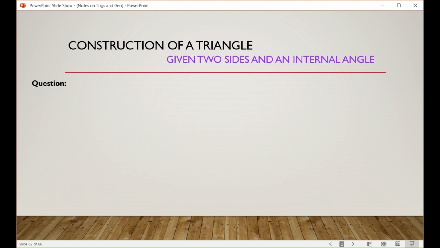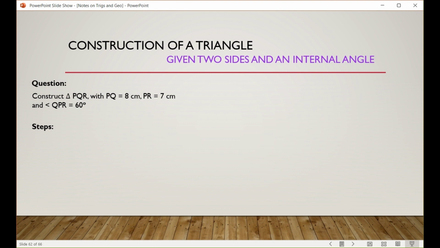Now let's look at the other version. If we have two sides and an internal angle. So now let's look at the question. Construct a triangle PQR where PQ is equal to 8 centimeters, PR is 7 centimeters. So I know the lengths of the two sides. And angle QPR is 60 degrees. Angle QPR means we're going from Q to P and then P to R.